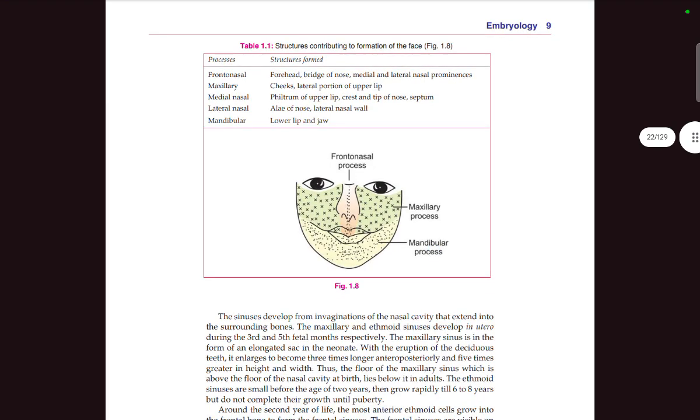Structures contributing to formation of the face. Processes and structures formed. Frontonasal process: forehead, bridge of nose, medial and lateral nasal prominences. Maxillary processes: cheeks, lateral portion of upper lip. Medial nasal processes: philtrum of upper lip, crest and tip of nose, septum. Lateral nasal processes: ala of nose, lateral nasal wall. Mandibular process: lower lip and jaw. We can see the diagram of frontonasal process, maxillary process and mandibular process.